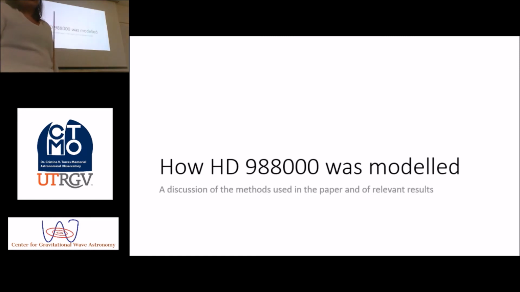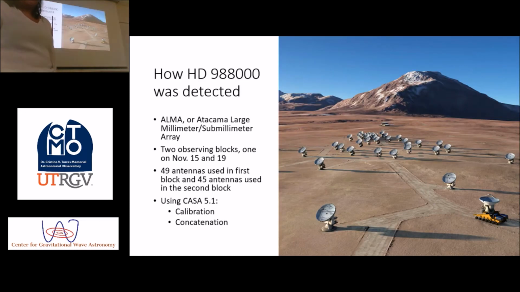Okay. So talking about how HD 98800 was modeled. HD 98800 was first detected using ALMA, the Atacama Large Submillimeter Array. It was observed in 2 observation blocks. The first occurred on November 15th of last year, I believe. I didn't include the year, but I believe it was last year. And then the second block occurred on November 19th.